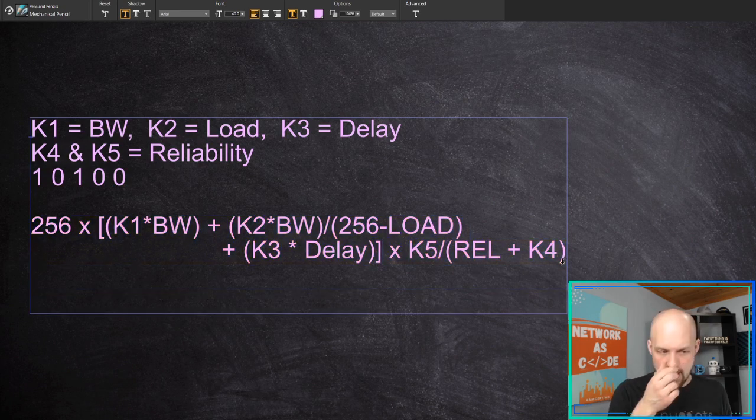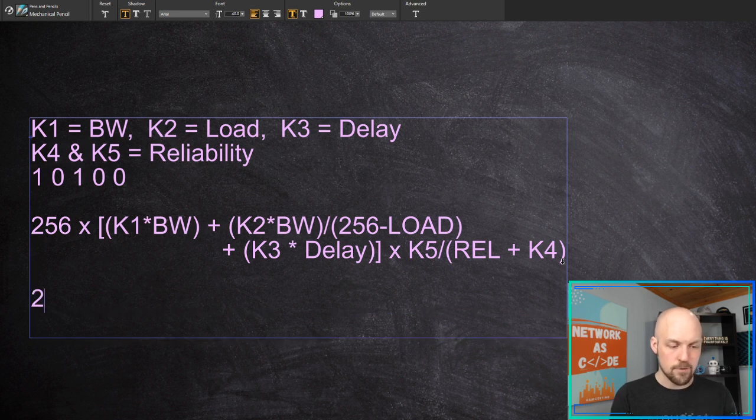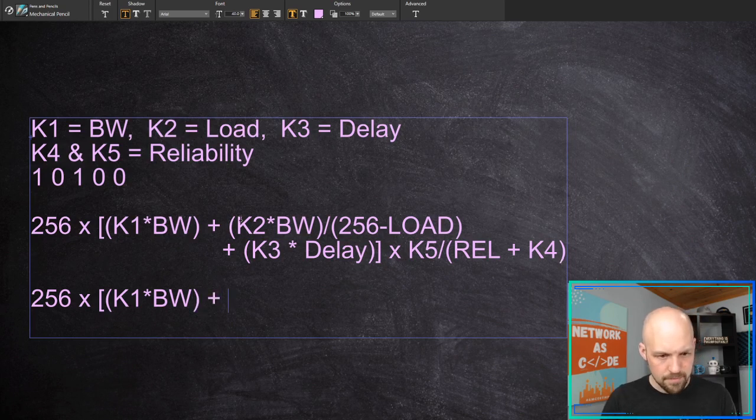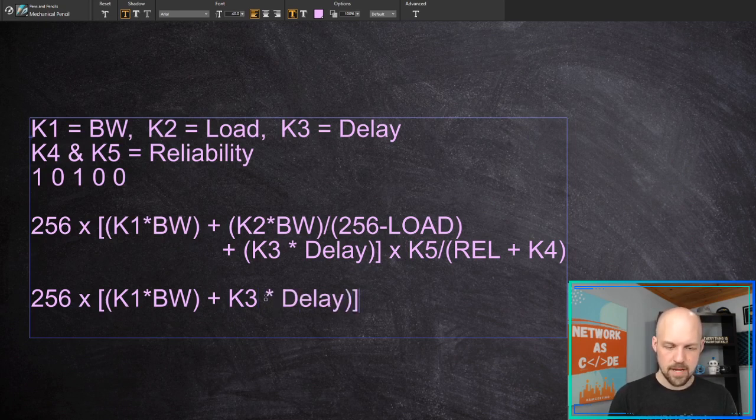So let's look at this algorithm by default. If we take the default version, we would say 256 times, and let's do the brackets here for now. We might be able to simplify that. K1 times bandwidth. Plus, K2 is a zero, so this whole thing is zero. K3 is a zero, so that whole thing is zero. Oh, I'm sorry, K3 is not zero. Don't just ignore what I just said. Plus K3 times delay. And I missed a parenthesis. There we go. Default values.